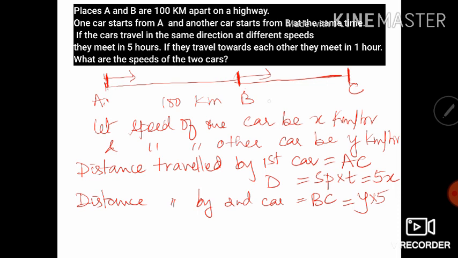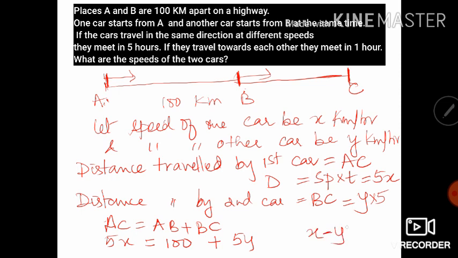On the diagram, you can see very clearly AC is equal to AB plus BC. So we substitute these values that we have found. AC as 5x, AB we know it is 100 kilometers, and BC is 5y. Rearranging the terms and reducing, x minus y is equal to 20 is the first equation.